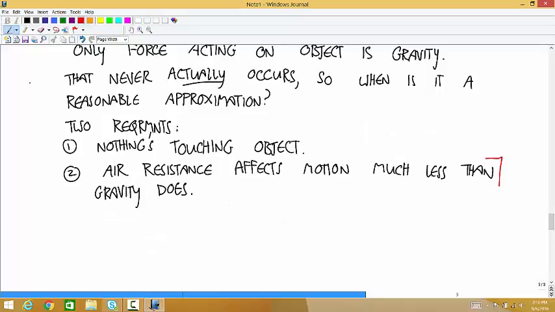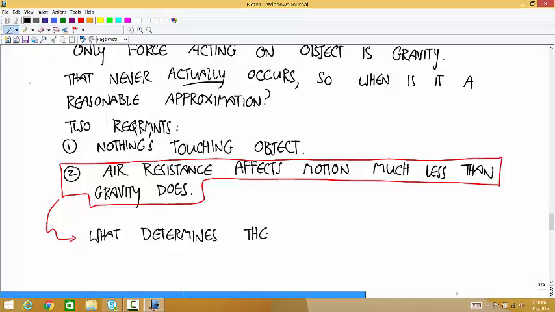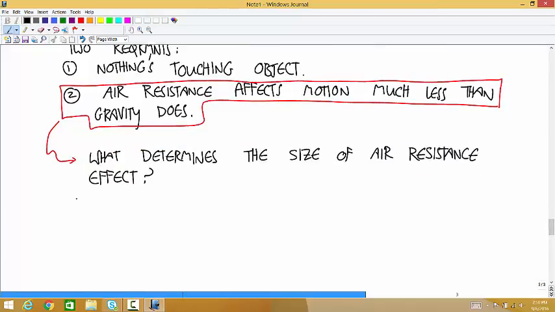So this is the big one. What determines the size of the air resistance effect? What determines how much air resistance affects the motion? Well, there are three things. The first one is the mass of the object.